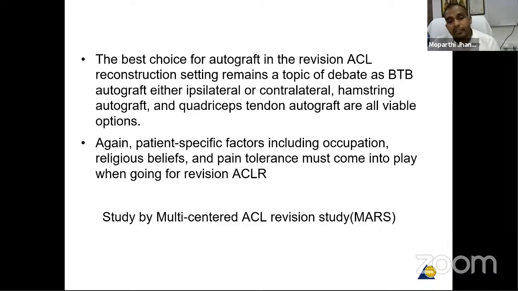Again, the patient specific factors include the occupation, which type of occupation the patient is in, and religious belief, for example Muslim patients, they have to do kneeling during prayers. And pain intolerance must come into play when going for revision ACL reconstructions.